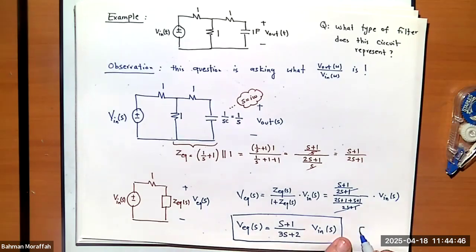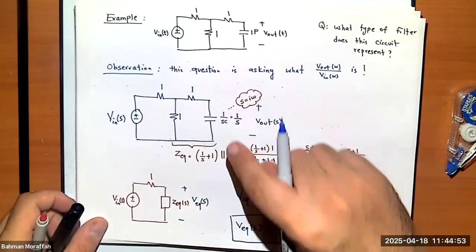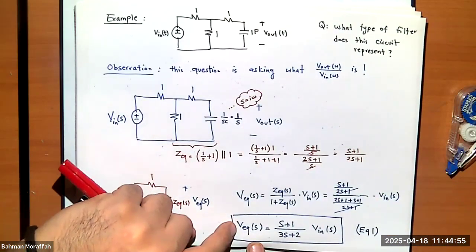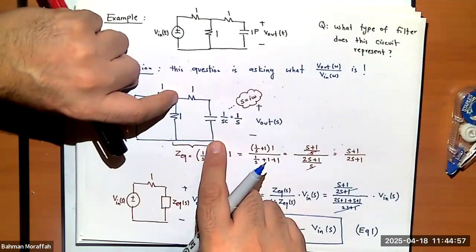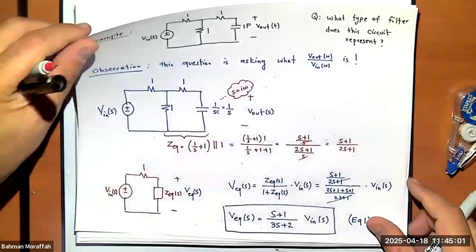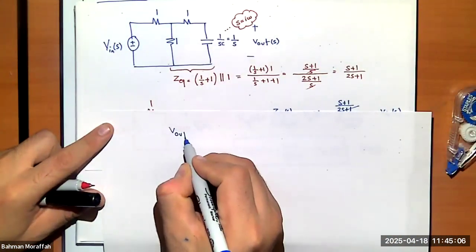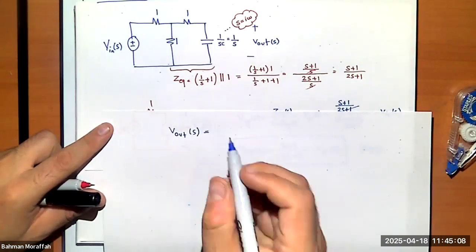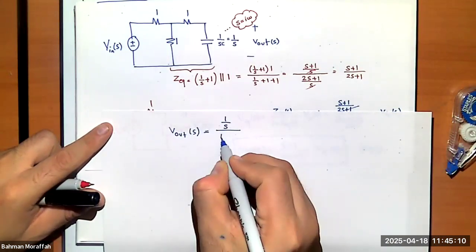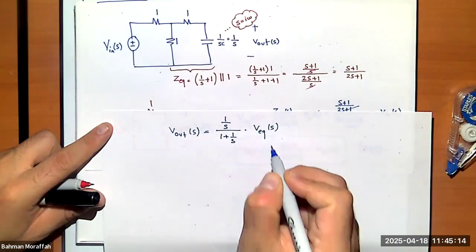Let's call this equation 1. What is V out then? I know this V equivalent of S is the voltage across these two, so I'm going to use another voltage divider. So I know V out of S is 1 over S divided by 1 plus 1 over S, times the V equivalent of S.